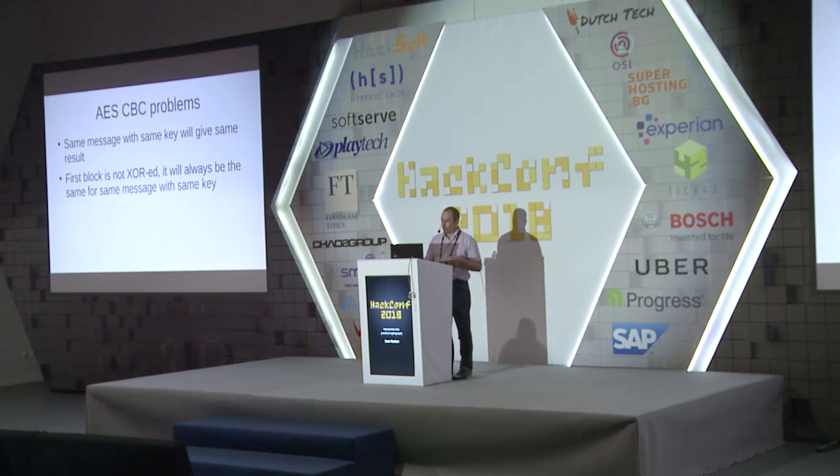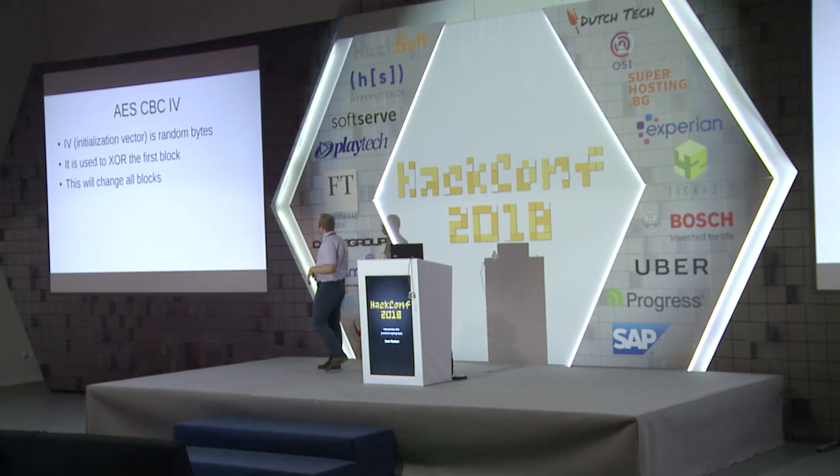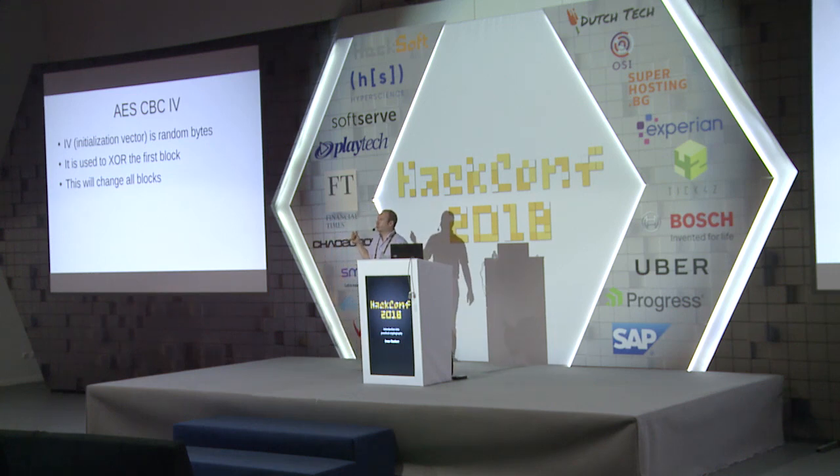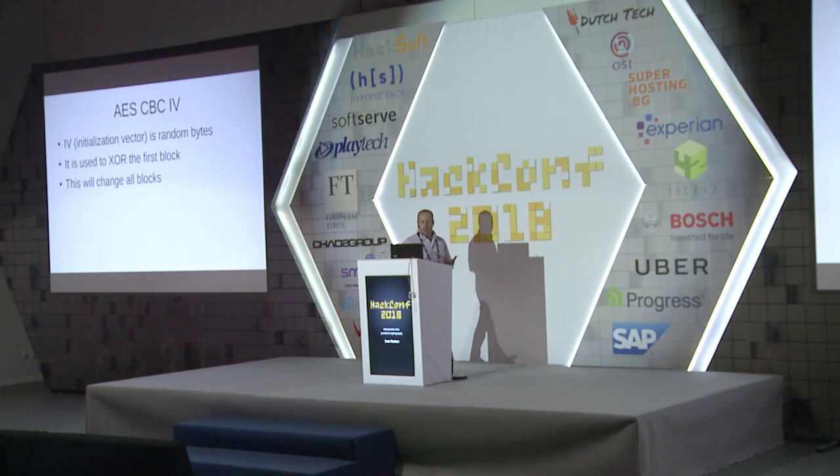So how is this problem solved? It's pretty simple. There is something called IV, initialization vector. It's not Roman four, it's initialization vector. So it is just a bunch of random bytes, completely random bytes. And they are provided to the function that will do the encryption. And this IV will be used to XOR the first block. And because all the blocks are connected, when you change the first block, you actually change all of them. And because the IV is random, the message will be completely random.